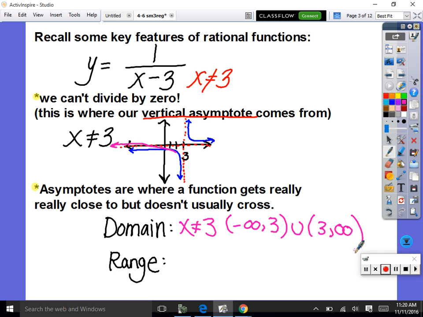Okay, range is y values, all possible y values of your function. So this one's growing from negative infinity up to 0, and then from 0 to infinity. So y cannot equal 0, correct? An asymptote there. So once again, negative infinity up to 0, and then union 0 to infinity. Okay, questions on that? So you're going to see those key features on these.